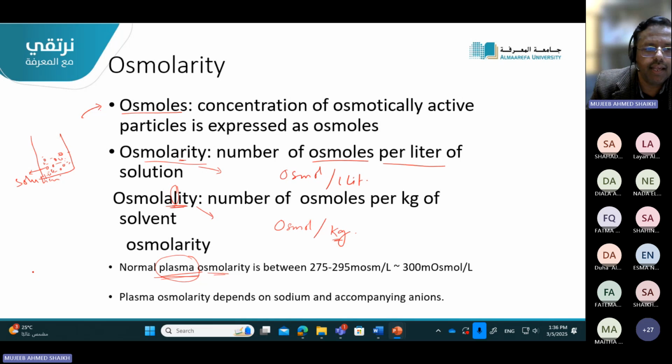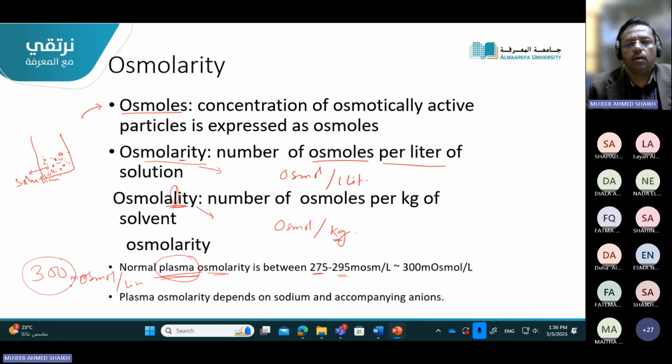Plasma osmolarity is approximately 300 milliosmoles per liter. The range is different, between 275 to 295. But for remembrance, for understanding, for describing things, we take 300 milliosmoles per liter as the osmolarity of the plasma.